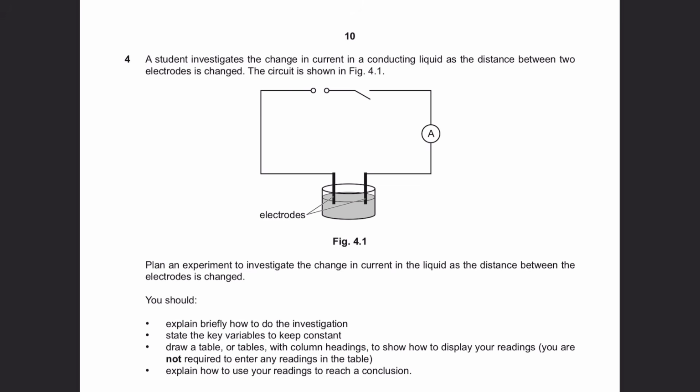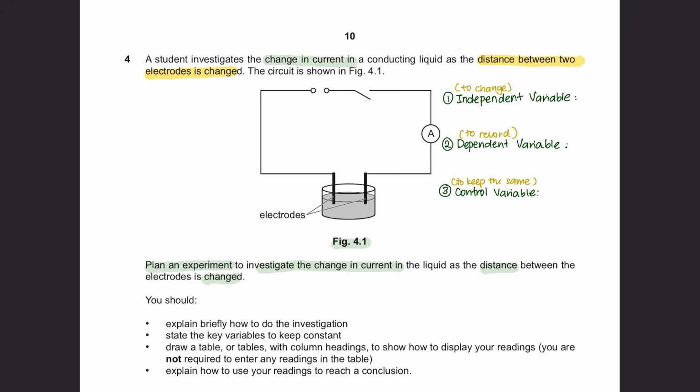Question 4. A student investigates the change in current in a conducting liquid as the distance between the two electrodes is changed. The circuit is shown in figure 4.1. Plan an experiment to investigate the change in current in the liquid as the distance between the electrodes is changed. Before planning, let's identify the key variables. So I like to use the acronym I DC to remember what variables I'm looking for. I is your independent variable, D is dependent variable, and C is control variable.